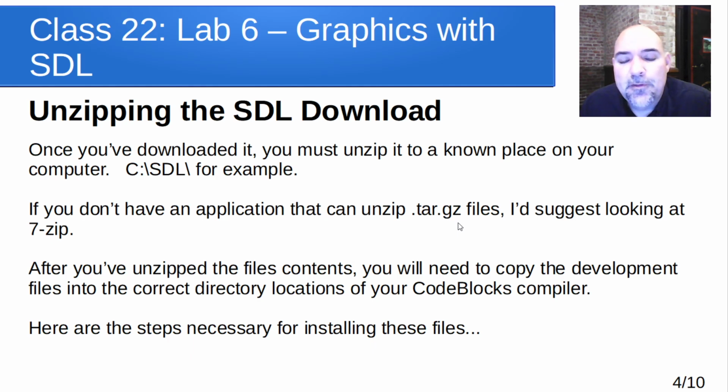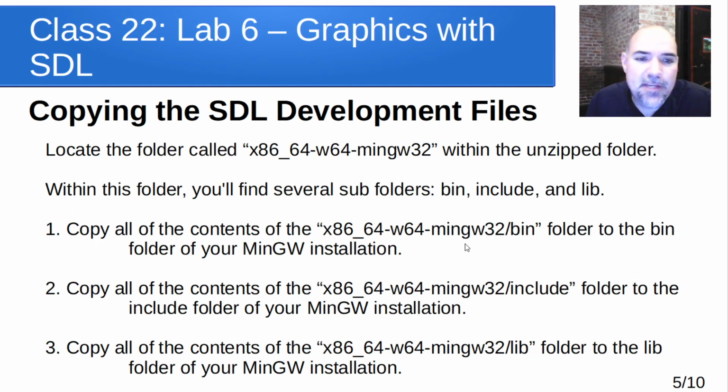Essentially, after you've unzipped those file contents, you're going to need to copy the development files from that expanded zip file into the correct locations of your compiler. So here are the steps for that, and then I'm going to show you that here in a second. You're going to go into that unzipped folder, and you're going to find the stuff that's in this x86_64-w64-mingw32 directory. Inside of that directory, there's going to be a bin folder, an include folder, and a lib folder.